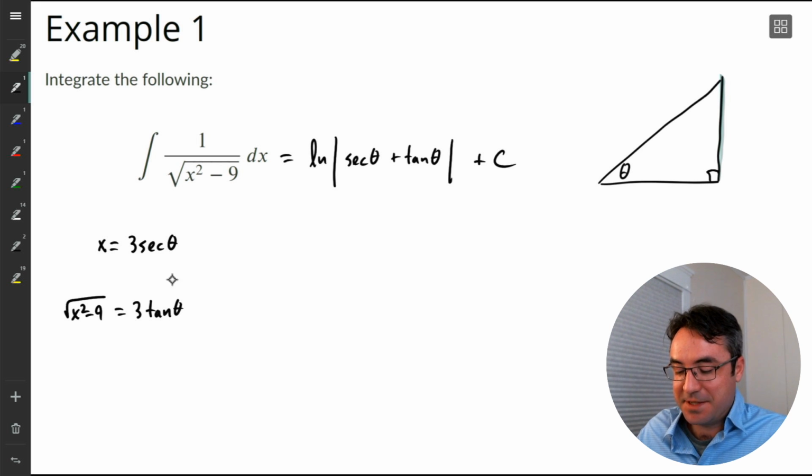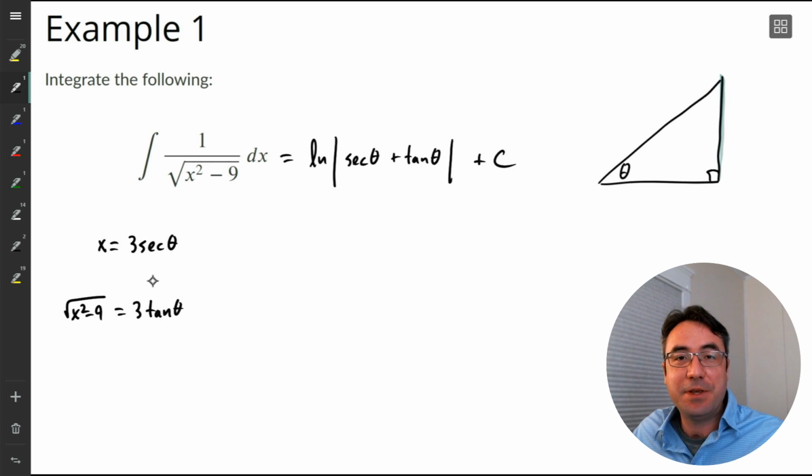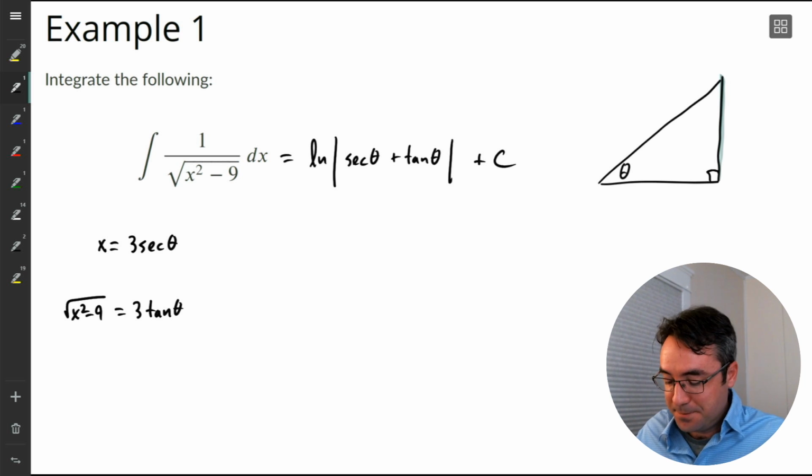So we have these parts that we used in our substitution that can help us. So we know we picked x equal to 3 secant theta. And we also know that we picked the square root of x squared minus 9 equal to 3 times tangent theta. So we can use either of these to help us figure out the sides of our triangle. And, you know, let's use this square root one here.